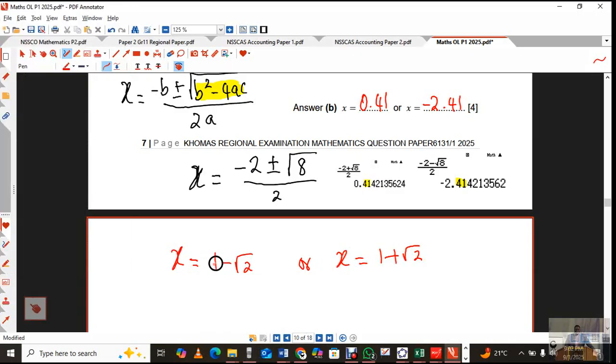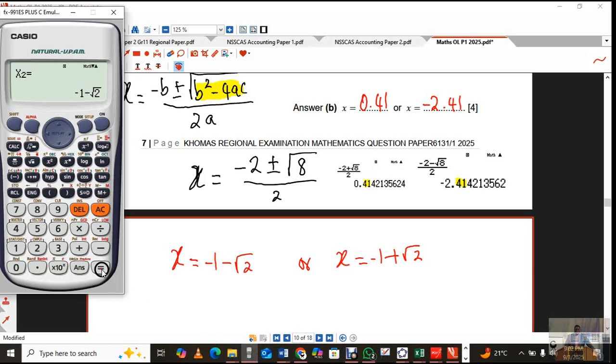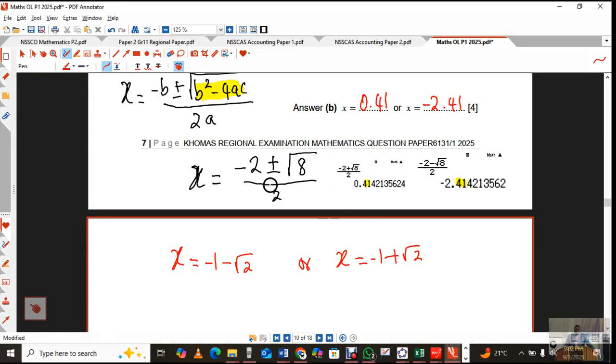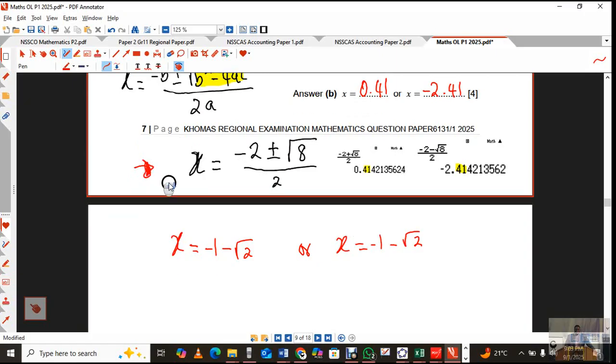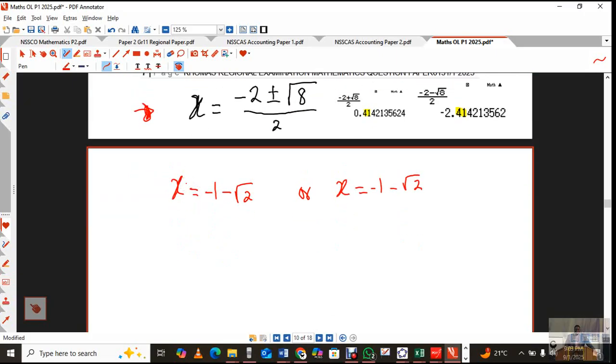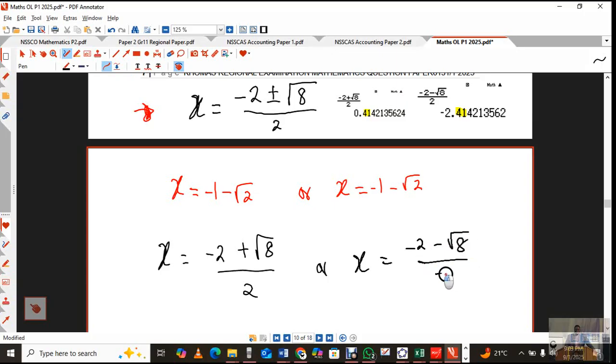It's -1, -1. Okay? Let's see. Is it the same for the other one? Of course, -1. Minus. So this is supposed to be a minus over here. I'm going to show you where that comes from. So let's take this that I have over here. I'm going to write them separately. So you have x is equal to -2 plus the square root of 8 over 2, or x is equal to -2 minus the square root of 8 all over 2.